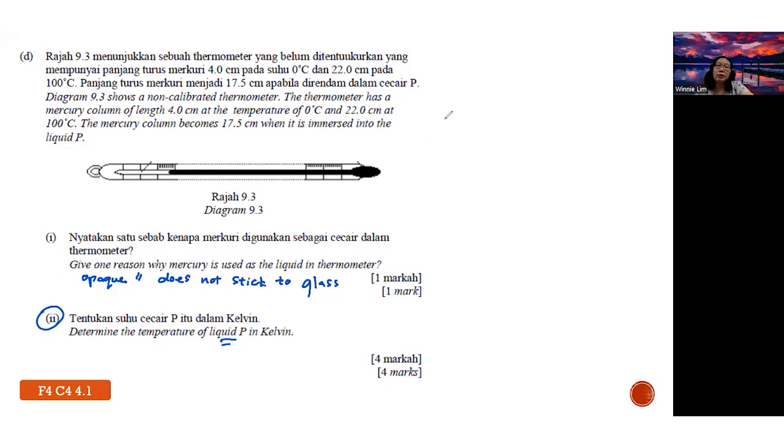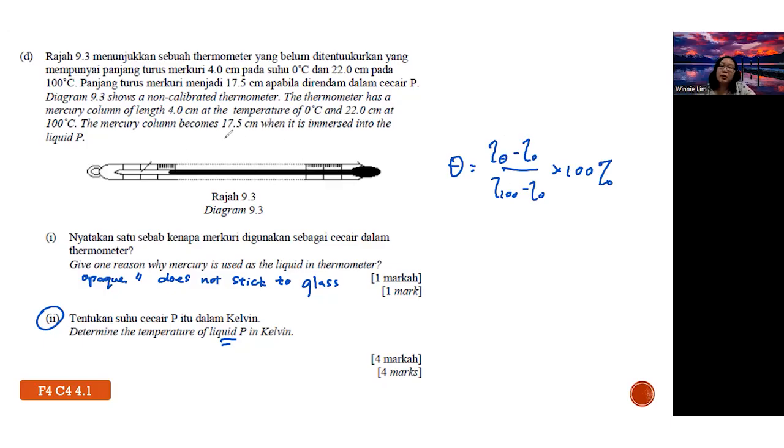So the formula for this 4.1 alone is, if we want to find the temperature of the unknown liquid, you will need to use the ratio of the length. Okay, so the formula is theta equals L theta minus L0 over L100 minus L0, times 100 degrees Celsius. So it is the difference between the 0 mark and the 100 mark.